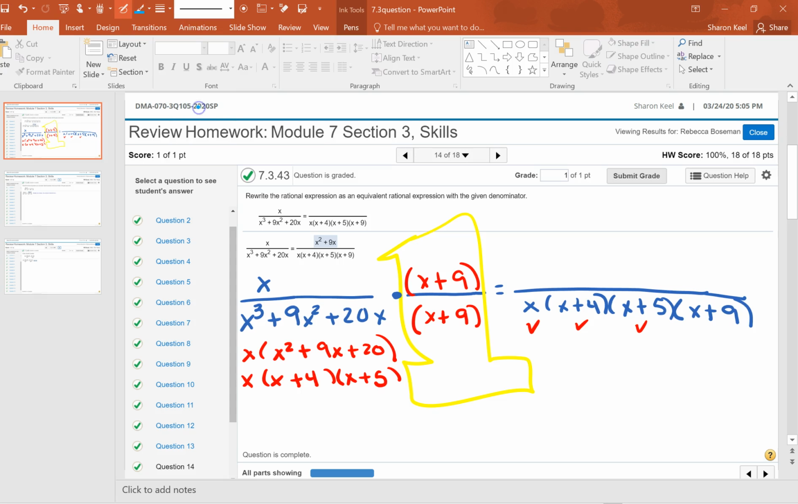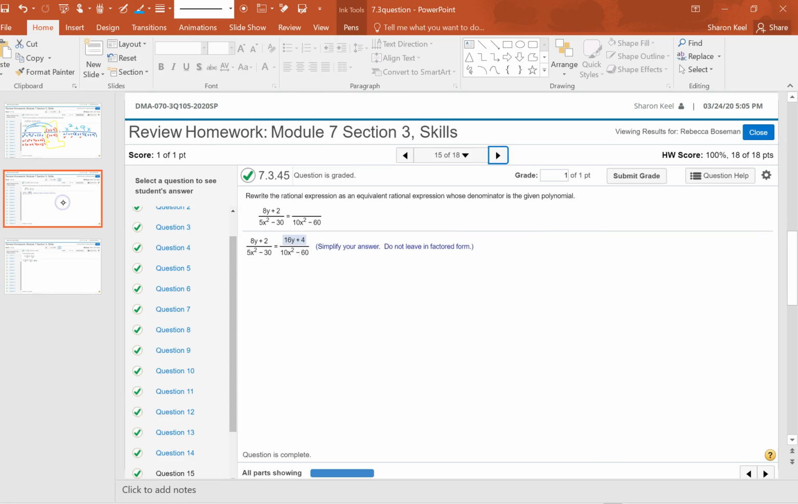So as we multiply here, we're going to distribute here and here. So x times x is x squared. X times 9 is a plus 9x. Okay? So that's the first one. Let's look at the next one.